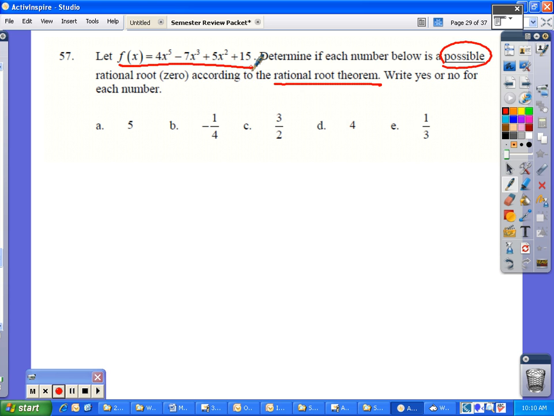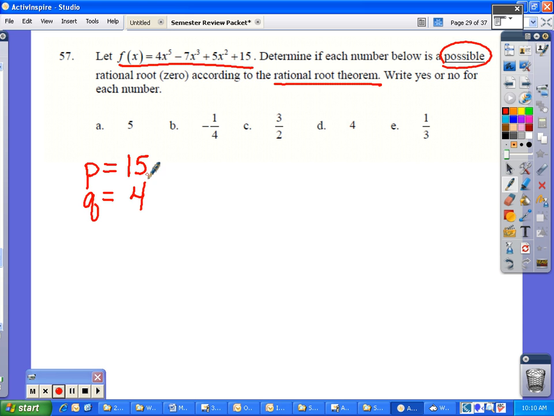plus 15, our p-value is the last constant number, and in this case, p is 15. And our q is the first coefficient, the coefficient of the leading term, in this case x to the fifth, the highest power, which is a 4. We are then going to take the positive and negative versions of each of those factors.